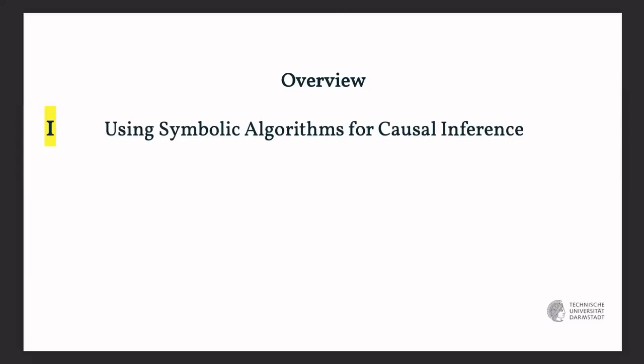We are going back now to this talk. That other thing was the NeurSymb workshop, but now a quick overview. First I want to briefly discuss how we could maybe use symbolic algorithms for causal inference. So we are doing this one-way combination.